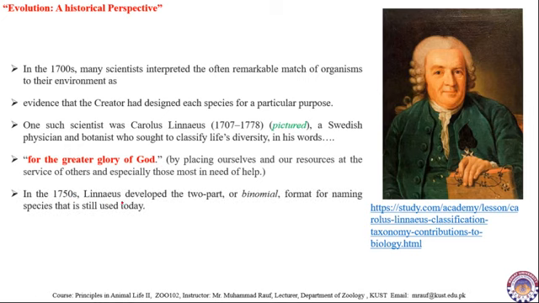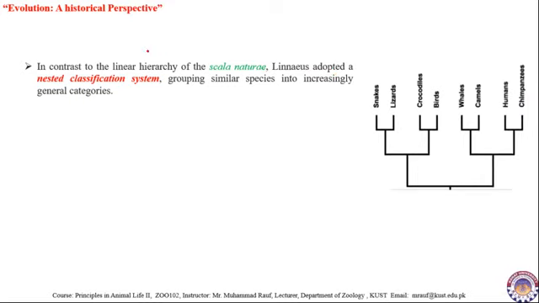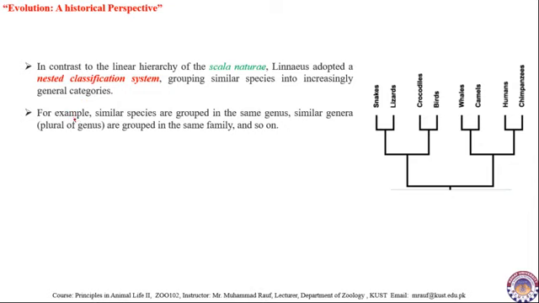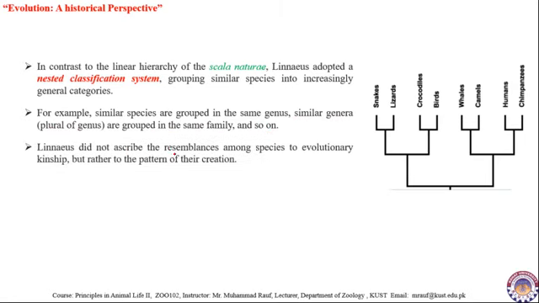In the 1750s, Linnaeus developed the two-part or binomial format for naming species that is still used today. In contrast to the linear hierarchy of the Scala Naturae, Linnaeus adopted a nested classification system, grouping similar species into increasingly general categories. For example, similar species are grouped in the same genus, similar genera are grouped in the same family, and so on. Linnaeus did not ascribe the resemblance among species to evolutionary kinship, but rather to the pattern of their creation.